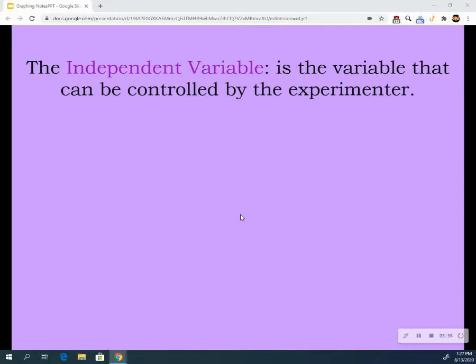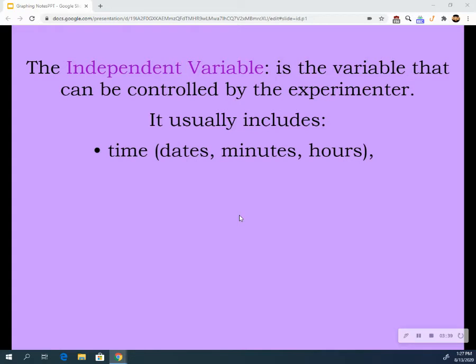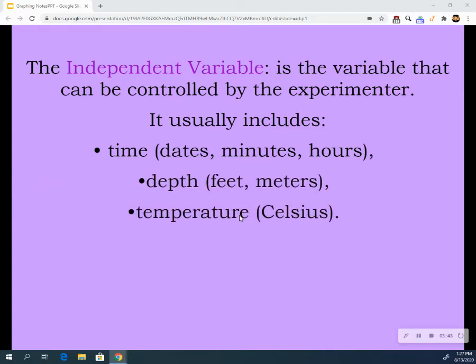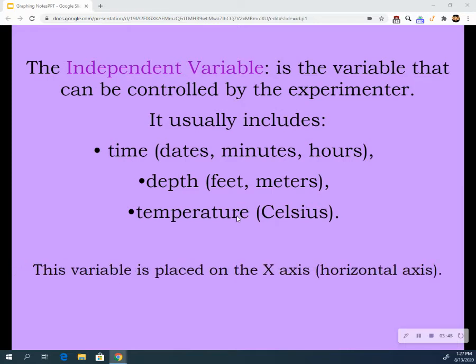Your independent variable is what is controlled by the experimenter. This is usually time, depth or length, temperature, something that is able to be controlled. This is placed on your x-axis. Remember, independent variable goes on your x-axis.